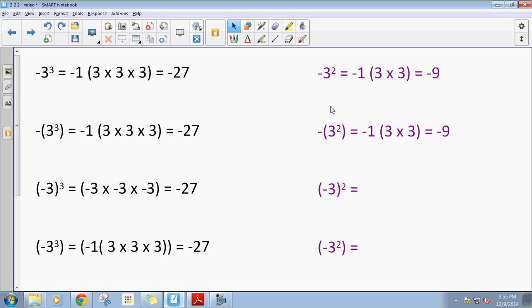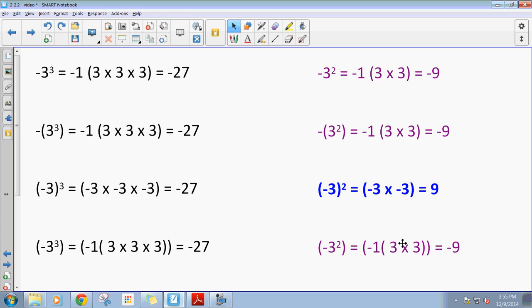In the next example, the negative 3 is not locked on, and we can see that it's sitting on the outside of the brackets. So we have negative 1, brackets, 3 times 3, close brackets, and our answer is negative 9. In the third example, the negative 3 is locked inside. When I rewrite that, it's negative 3 times negative 3, and my answer is positive 9. And in the fourth example, other than having an extra set of brackets, it's the same as the first two examples, and our answer is negative 9.